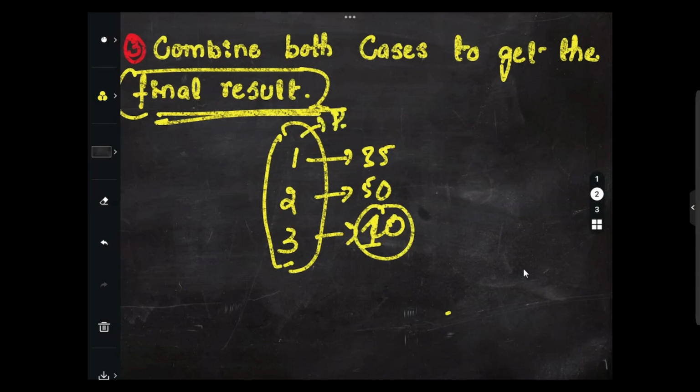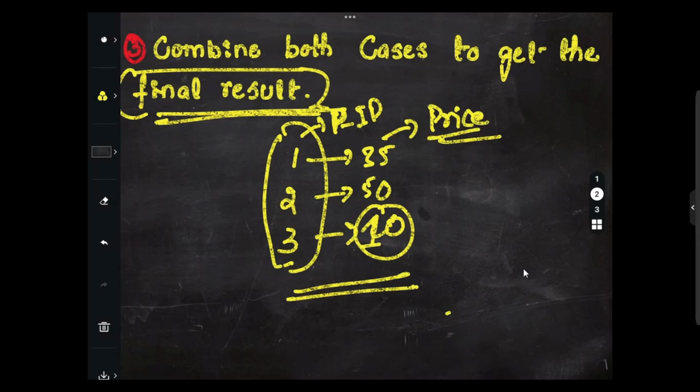This is the product ID and this is the price. We have to combine both to get the final result. So this is the approach that we'll be going with. This is very simple to understand, right? Now that we know the approach, it will be easier to write the query. Let's start writing the query.